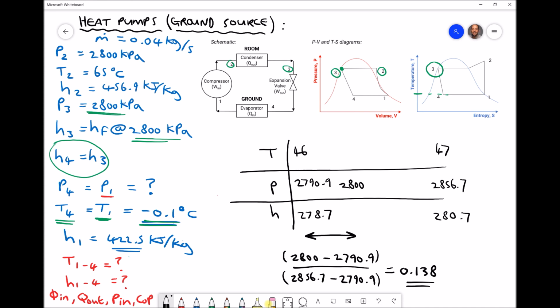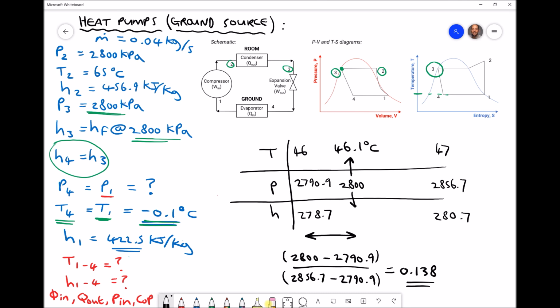Now once again, for our temperatures, this is very easy because the difference between our upper and lower temperature is 1 degree. Well, 1 degree times 0.138 is just 0.138. Therefore, the corresponding temperature is 46.138. Now I'm going to keep this simple and express that to 1 decimal place. Therefore, we know the temperature at position 3 is 46.1 degrees.